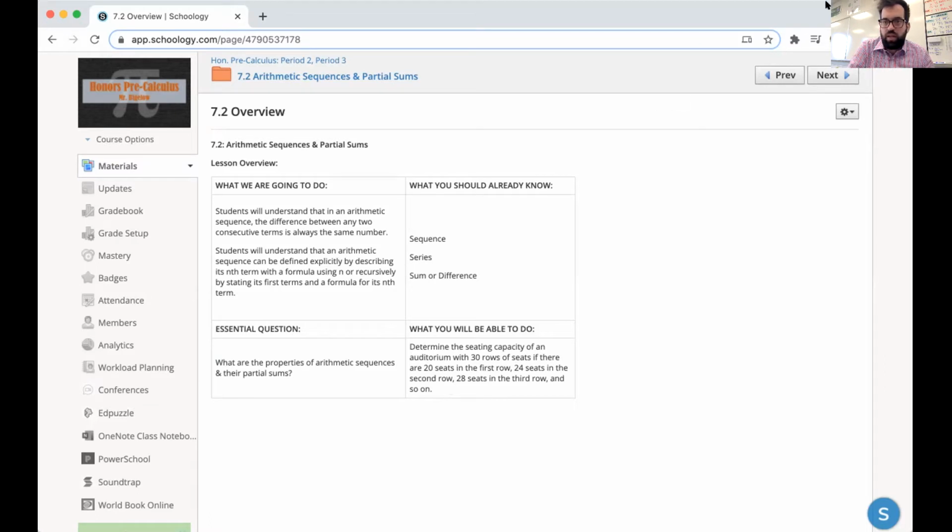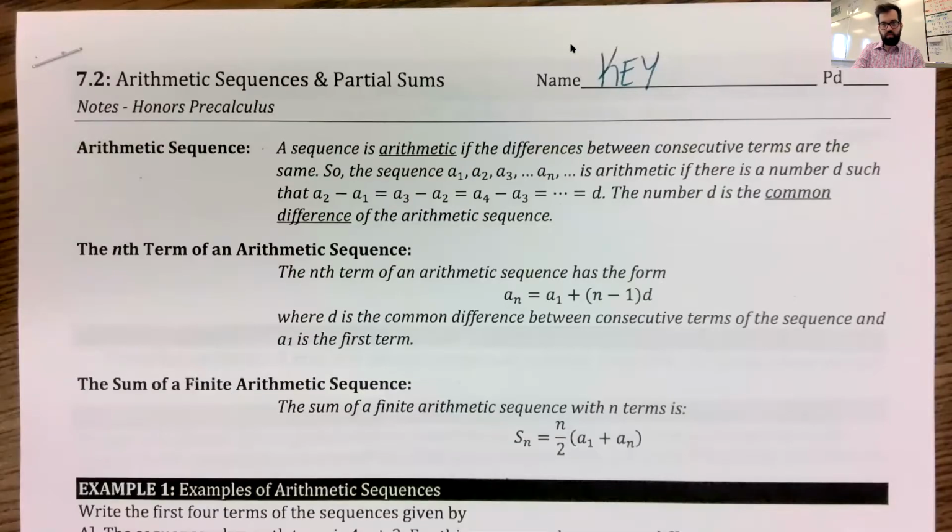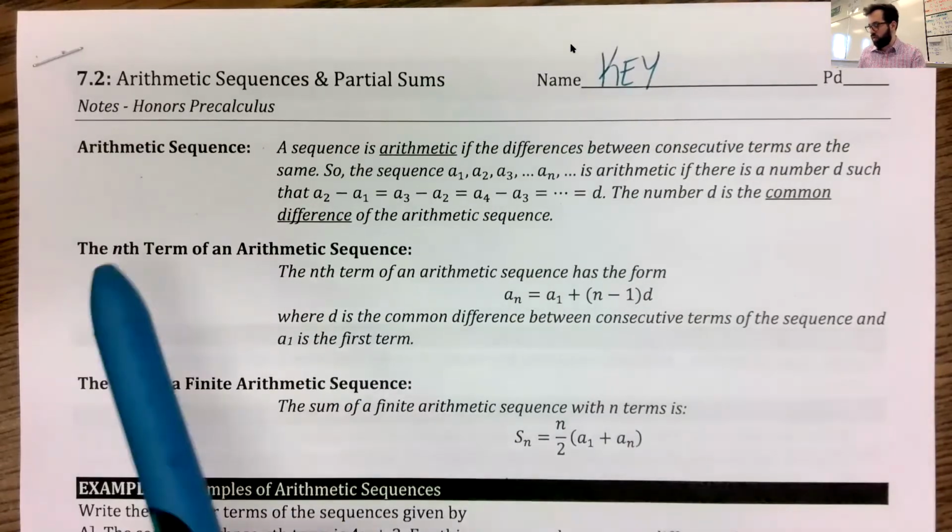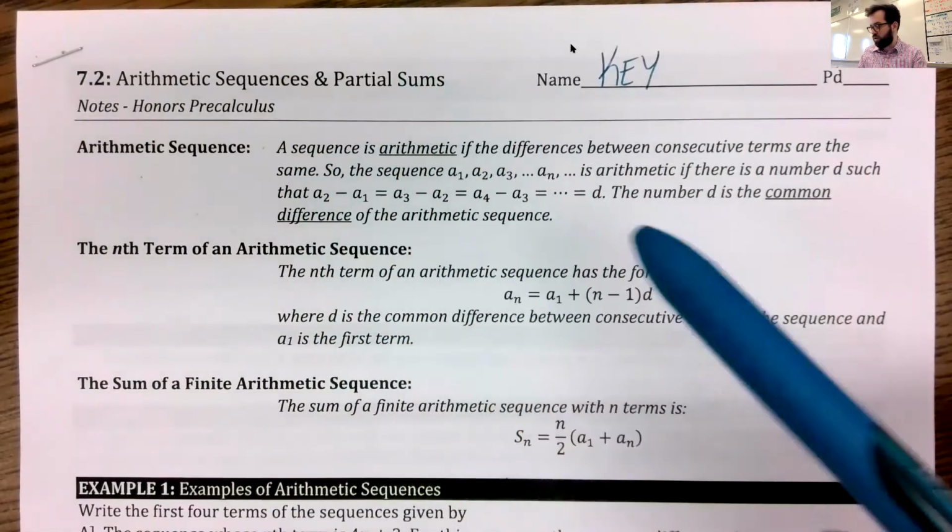All right, so let's head over to the notes. Let's get started. 7.2, arithmetic sequences and partial sums.